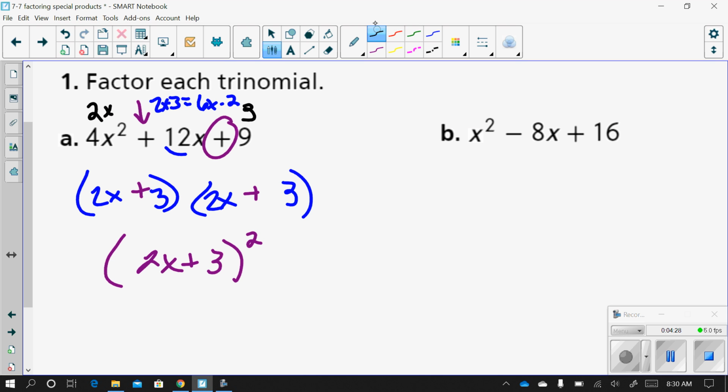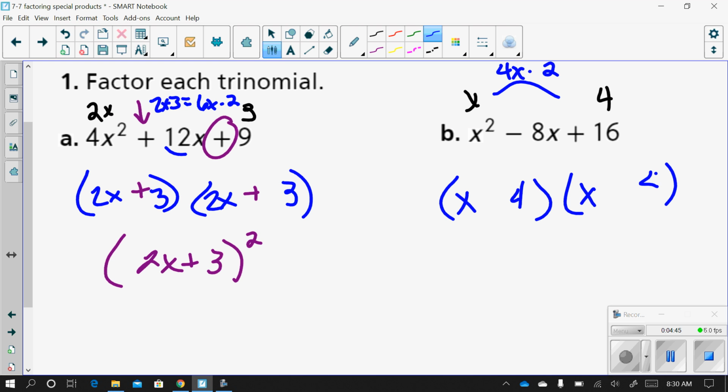Again, I like to check to see if it is. Square root of x squared is x, square root of 16 is 4. If I multiply them together, I get 4x, times 2 gives me that 8x. So this looks like a perfect square trinomial. Two sets of parentheses, you can do the shortcuts, the x and the 4.